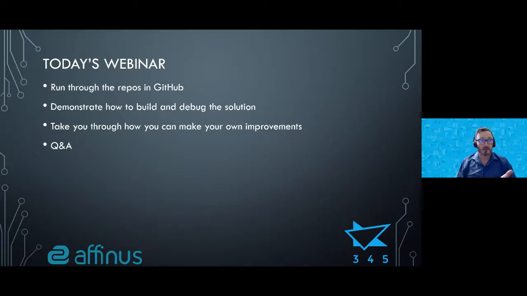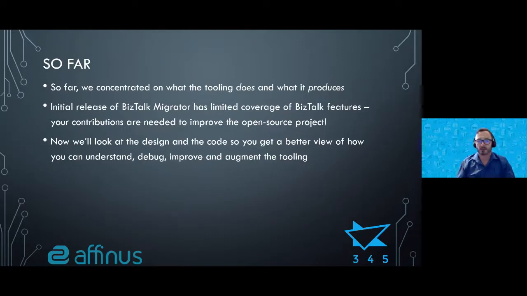So where are we? So far we've really looked at the BizTalk Migrator in the context of what it does and, just as importantly, what it produces, in other words, what the Azure app looks like, and the process for migrating. Now the initial release of the BizTalk Migrator, as you've no doubt seen, has FTP, file adapters, pass-through messaging, and XML messaging. That covers quite a lot of BizTalk apps, but it's barely scratched the surface. We've got a very small amount of orchestration coverage.